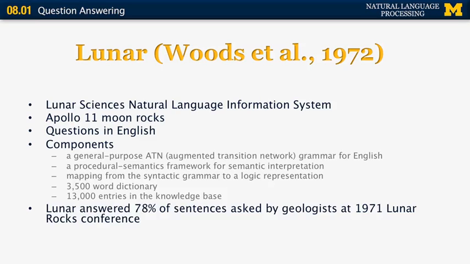And for evaluation, I would like to report that Lunar was able to answer correctly 78% of the sentences that humans, actual professional geologists, wanted to ask of that system. And this happened a long time ago, back in 1971 at the Lunar Rocks Conference. So here's some of the sample questions that Lunar was able to answer. How many Brexias contain olivine, and what are they? So those are specific questions about the rocks that were in the collection.